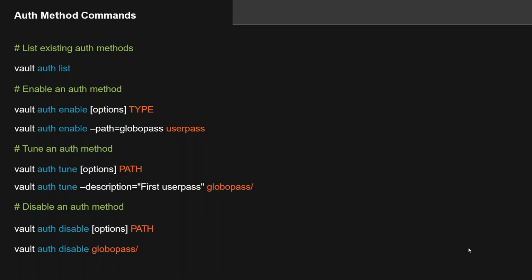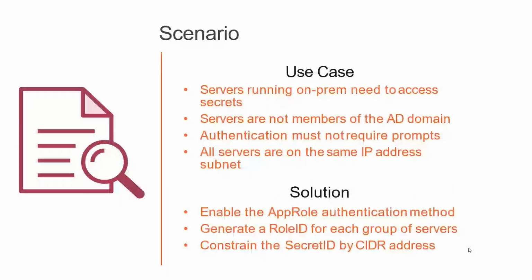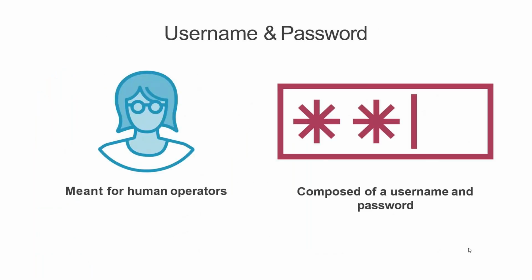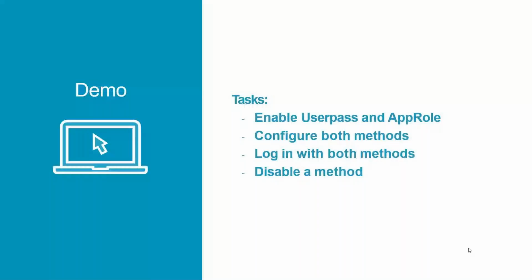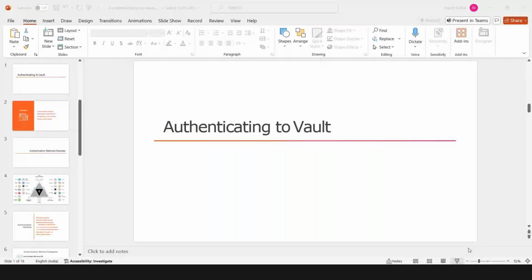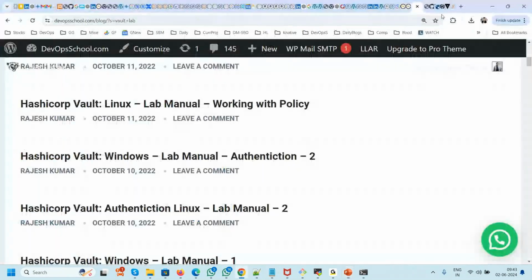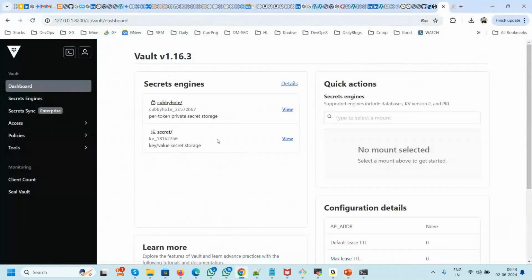So now what I'm going to do is enable, see, key and value. Token is enabled by default, but user pass and app role I can enable. I want to show you whether it's enabled or not. So I'm just ignoring the discussion. Anyways, I'll show you the demo through the UI. So here, go to the UI, and this is the root access. So you have everything accessible.